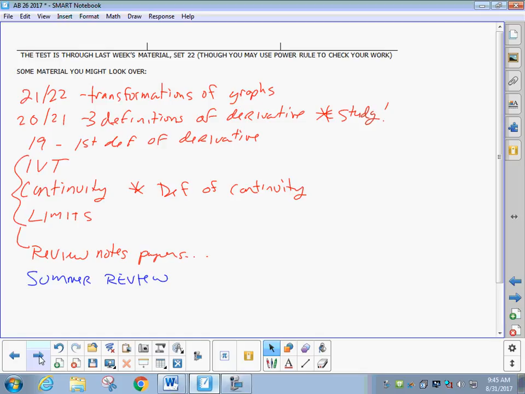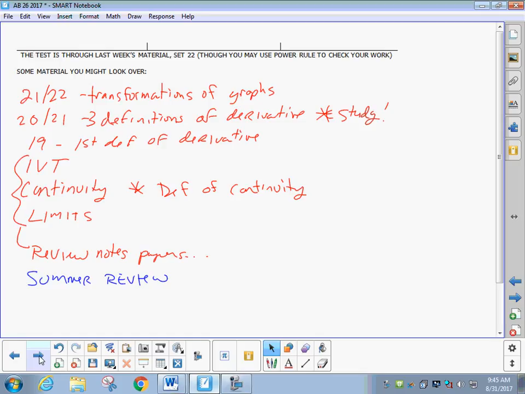I would recommend you look at the notes. I do definitely pull problems from the notes in addition to the problem sets that you worked on. So that's a good starting point. If you just look over your notes, it's a good way to study. The transformations seem to go well. That was last Friday. Set 20 and 21 was the 3 definitions of the derivative.